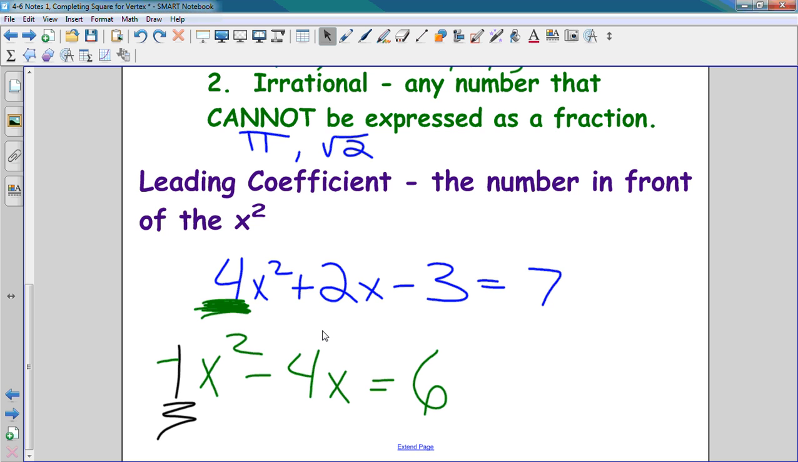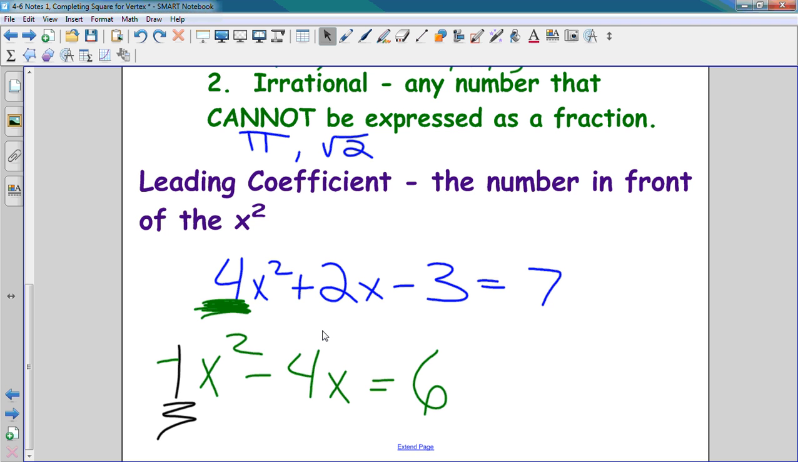Like that. Can 0.3 repeating be written as a fraction? It can be written as 1/3, so it's a rational number. Does that make sense? If it can be written as a fraction, it's rational. If it cannot, it's irrational.